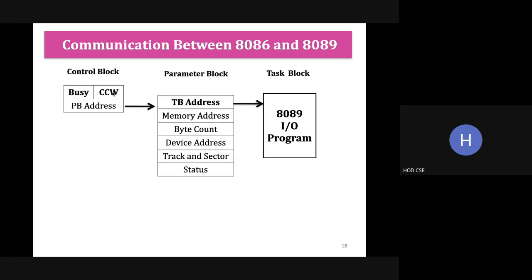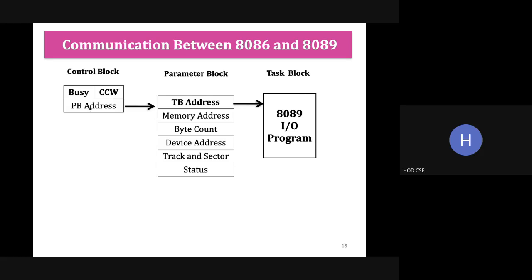This only issues the command to the IO channel. So the CCW, channel control word, issues the command to the IO channel, whether you have to start the data transfer, or suspend the data transfer, or resume or halt. All the commands will be issued by the CCW. CCW is channel control word.